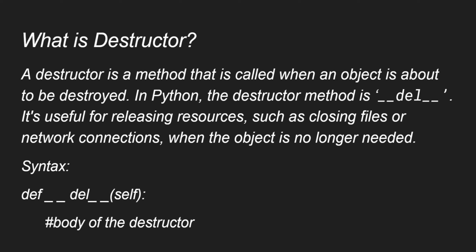Then what is a destructor? A destructor is a method that is called when an object is about to be destroyed. In Python, the destructor method is __del__. It is useful for releasing resources such as closing files or network connections when the object is no longer needed.